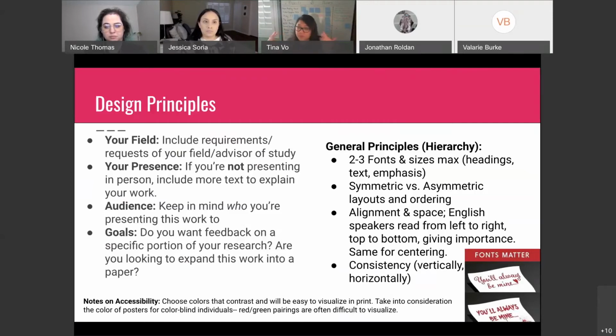Again, this is real simple things, and if you know this, you can ignore it. English speakers read from left to right, top to bottom. That means the things we give the most importance to, unless you as a designer think about reordering this, will be in that top right-hand corner. The same for centering. Anything that is not left justified immediately gets attention. So make sure that you're picking those titles very clearly.